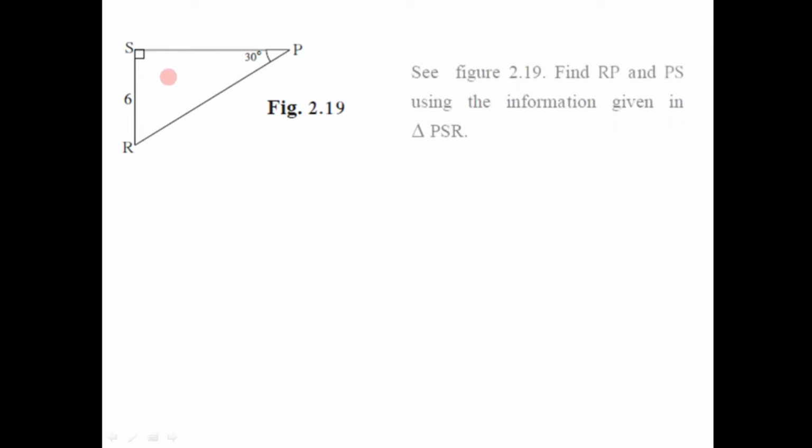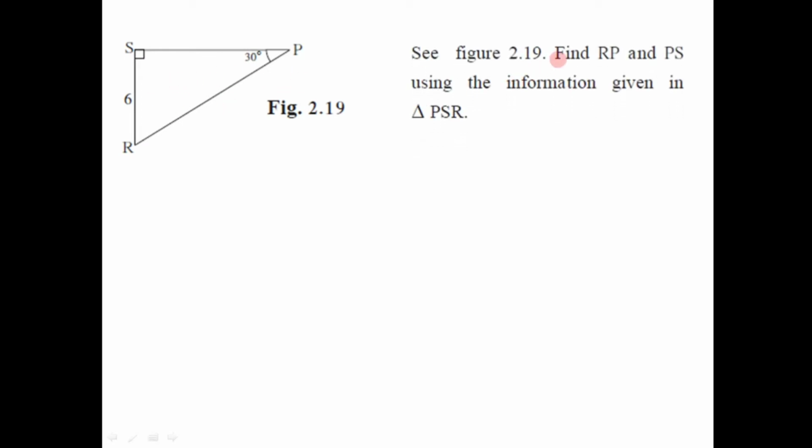The diagram is given, and based on this, the question is, find RP and PS, the lengths of these two segments, by using the given information. Angle PSR is a right angle. That means measure of this is 90 degrees. Measure of angle P is 30 degrees. Length of side SR is 6, and from that we have to find RP and PS.